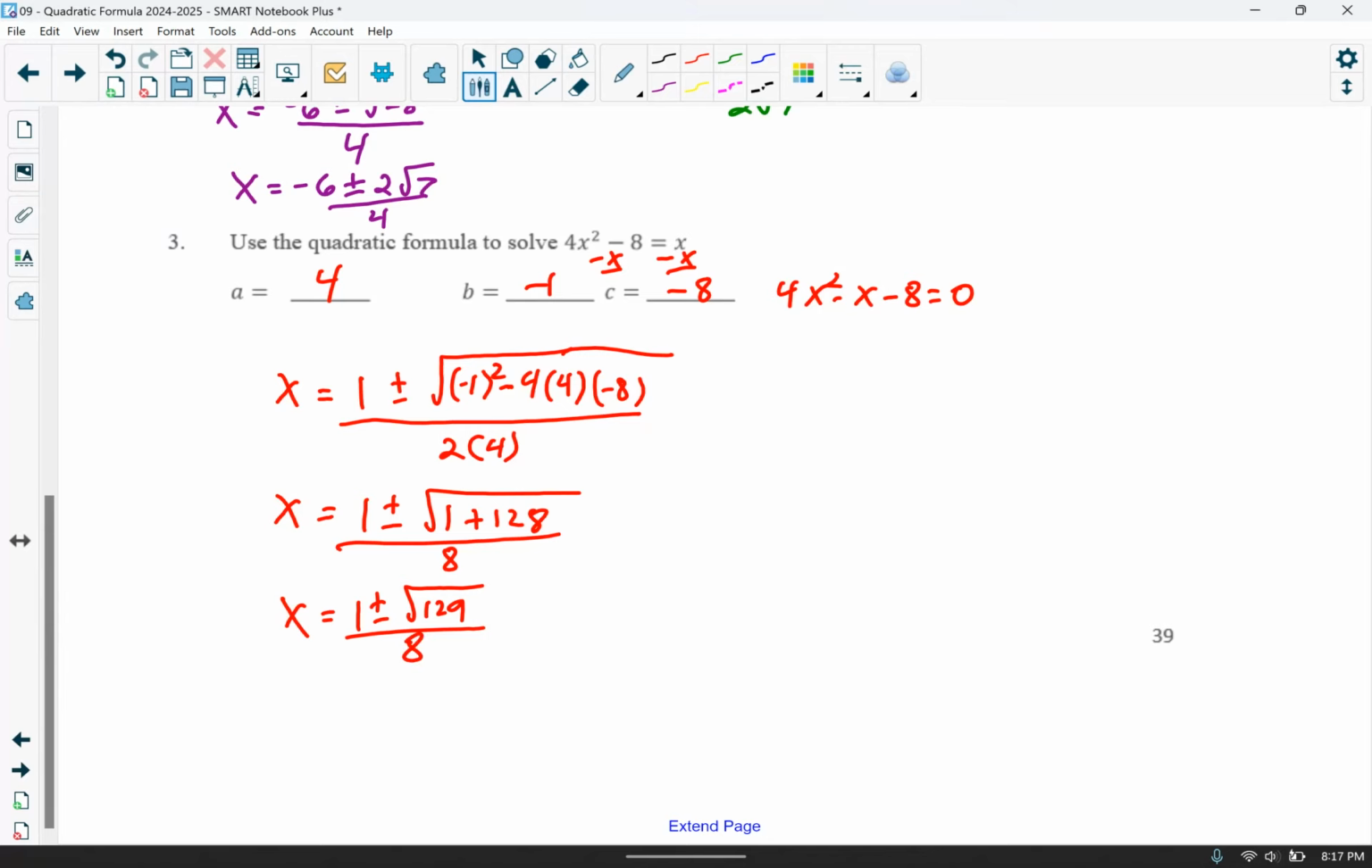Thinking about simplifying the square root of 129, 129 is not a perfect square, and there aren't any perfect square factors of 129. So that's as simple as it can be, and we're just going to leave our answer just like that.